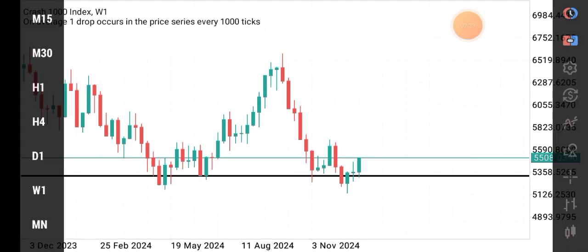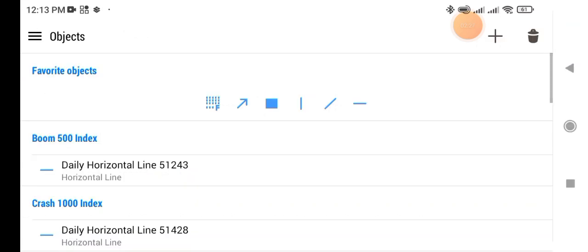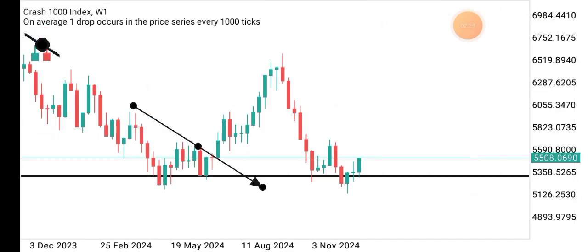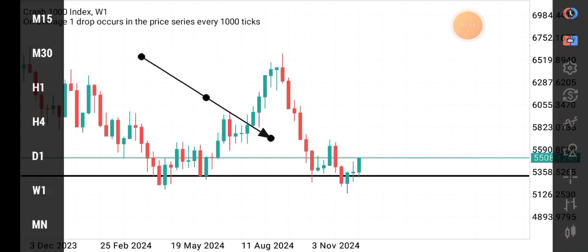You also see that this looks like a double bottom that the market is creating right now. This is the first bottom, and this is the second bottom, and this will be the neckline. If this is the left bottom, and this is the right bottom, or first and second bottom, then this is actually going to be the neckline.